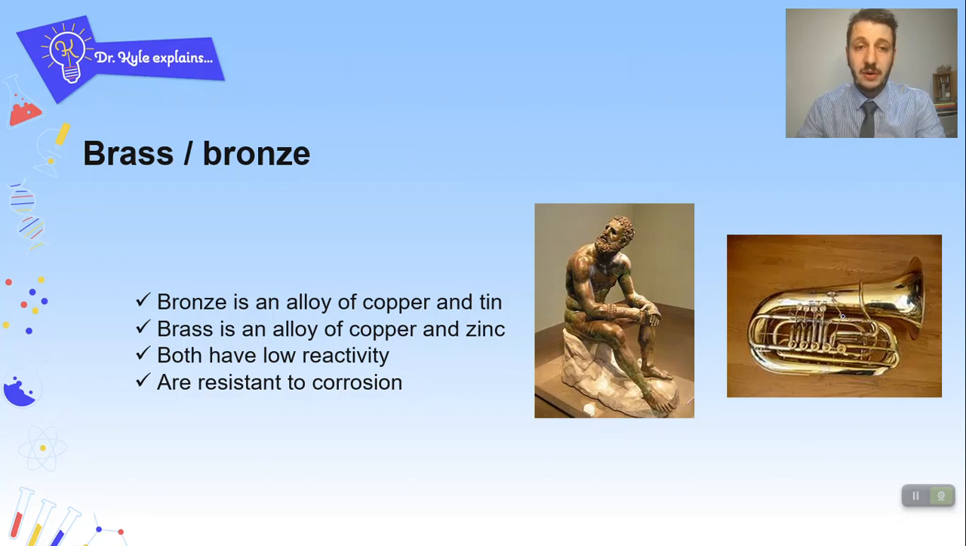Another example here of brass would be a brass band. It tends to be a little bit more shiny than bronze, but again, quite resistant to corrosion, lasts a long time, can still be bent into shape, but it's much harder than normal metals, and so it can cope with the constant use of musical instruments, and obviously, again, resistant to corrosion.